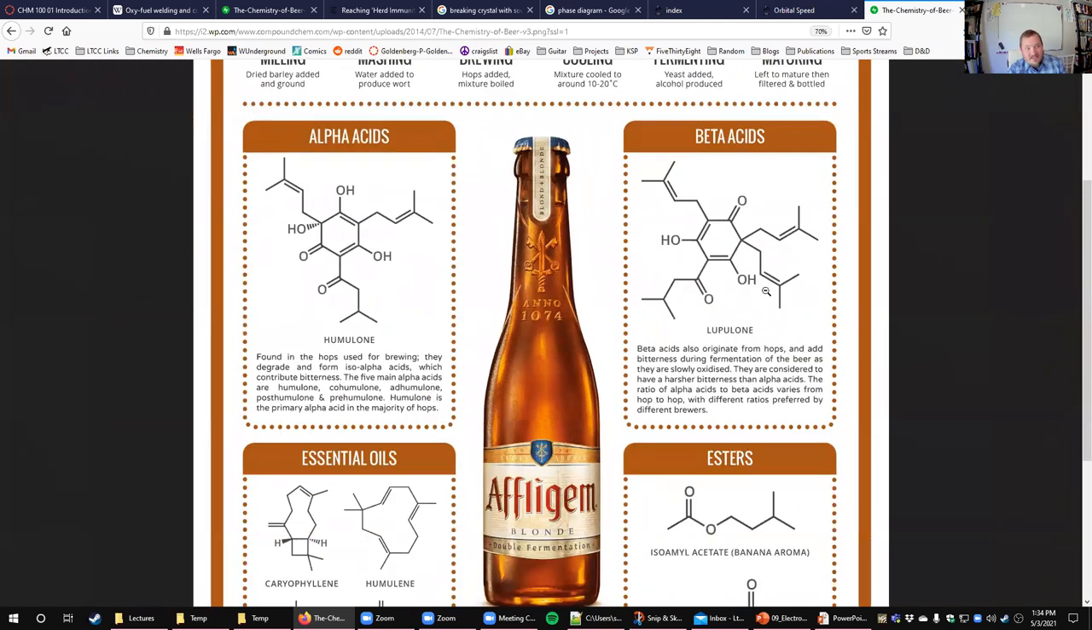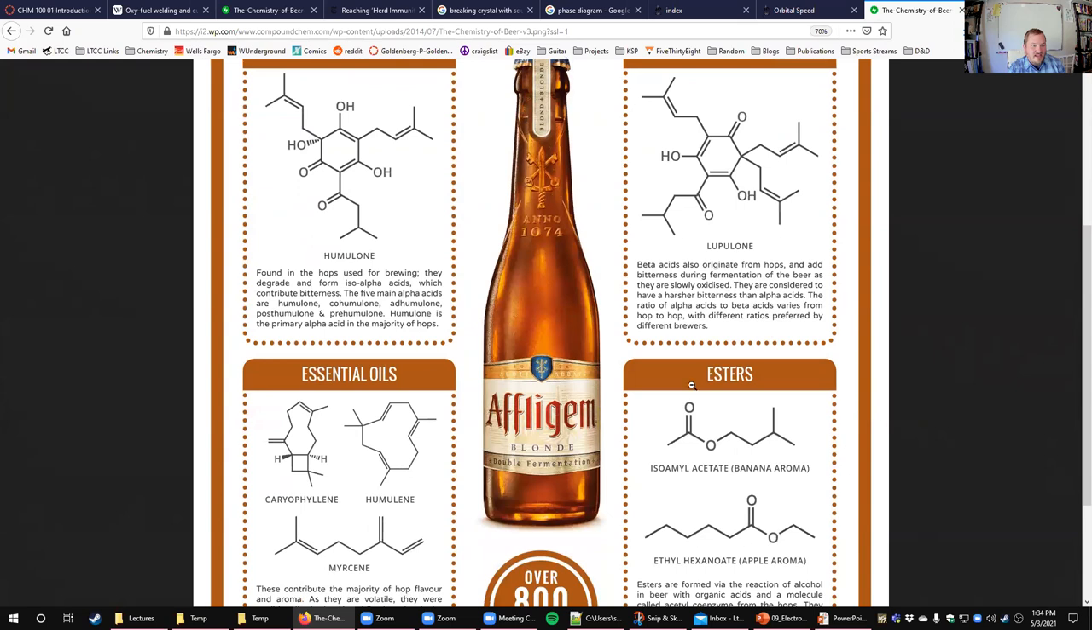For instance, alpha acids versus beta acids. Alpha acids are what give beer its bitterness, but the beta acids give a lot of the other flavors in beer. So whether a beer has like citrus notes or tastes herbal or tastes like mango, a lot of that can be found in these beta acids and in these esters.